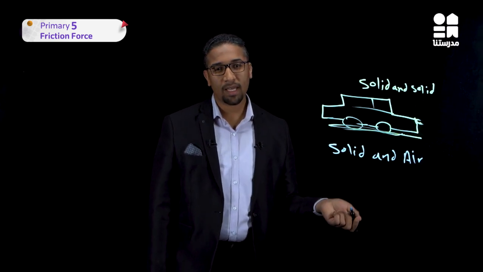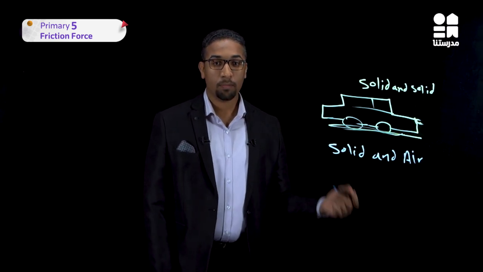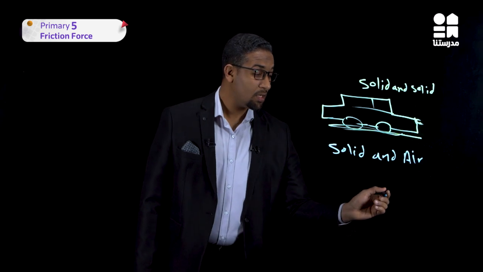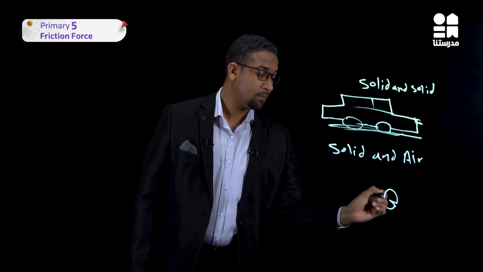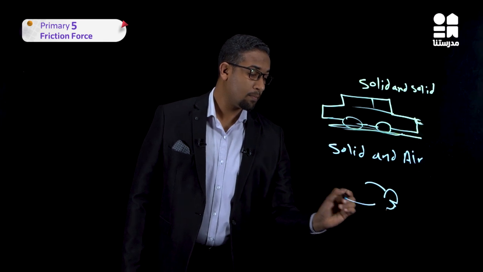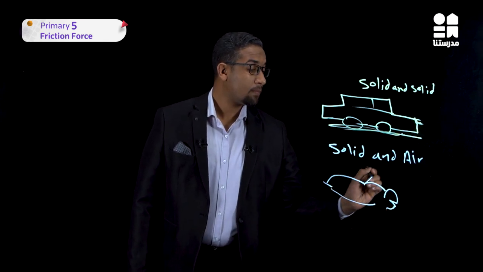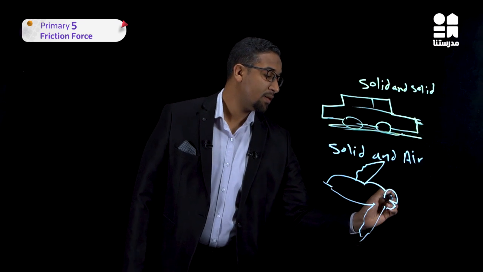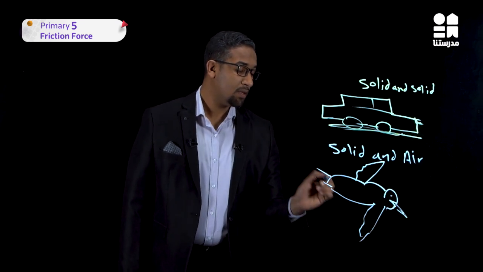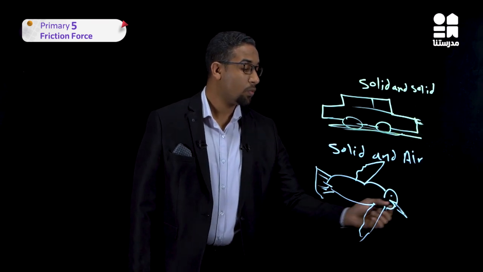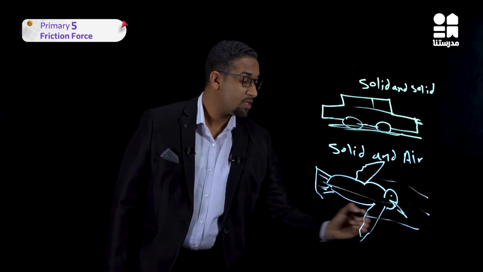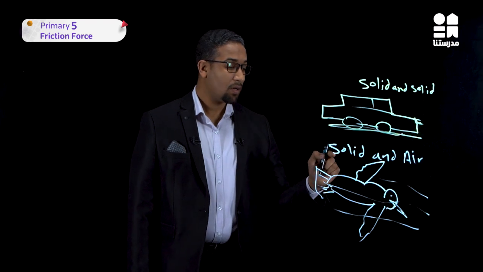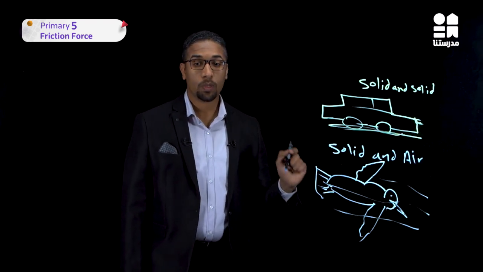So friction between solid and air like what? مين يقدر يديني example between solid and air? Let's imagine a bird flying in the air. So the bird will be like that. It's a bird. I'm trying to draw it, but as you see, I'm not good at drawing. So this bird flying in the air, so the friction between this body, it's a solid body, and the air, this is called solid and air, so it is air resistance.